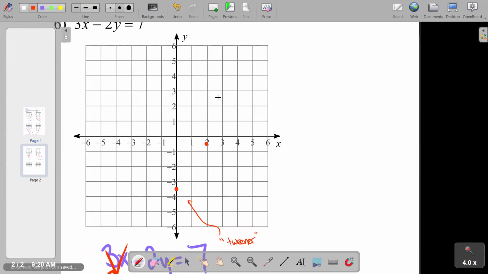Up 1, 2, 3, right 2. I can do another one. Up 1, 2, 3, right 2. So don't panic when your y-intercept doesn't come out all pretty like you want it to.